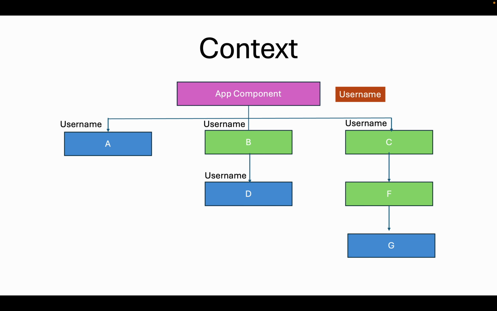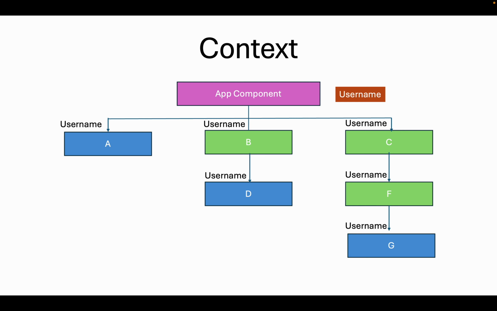Now in the third example, I have to pass this username from the app component to C similarly, then from C to F, and then from F to G. Why? Because I need the username in the G component. So I'm passing the username as a props through C and F without any reason. Here I don't need this username, but still I am passing it as a props.